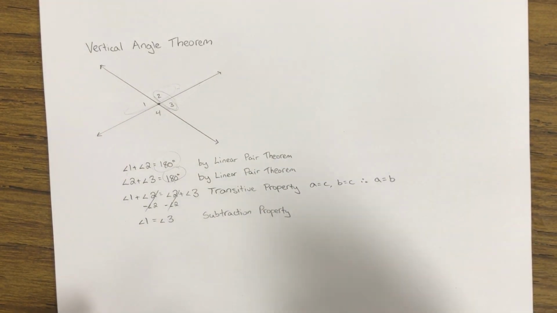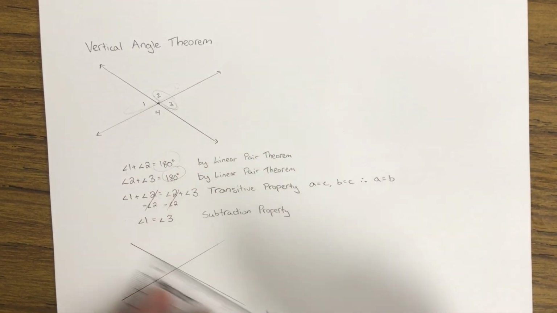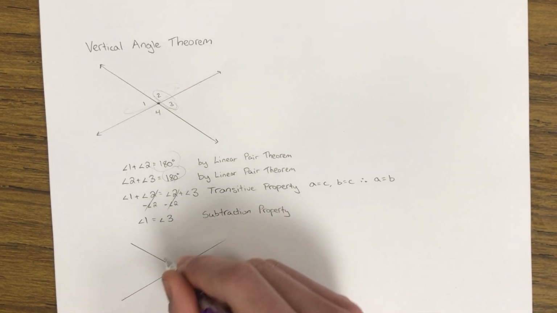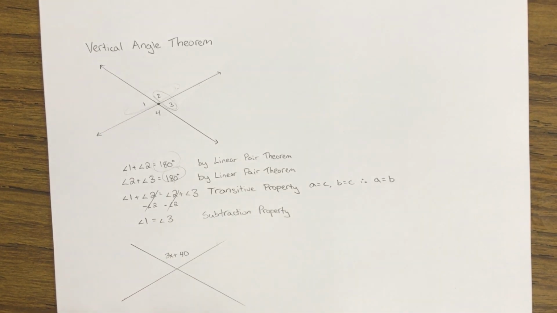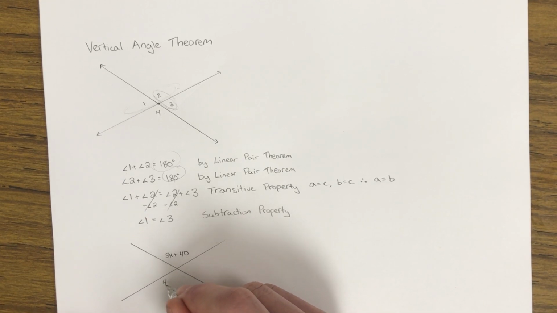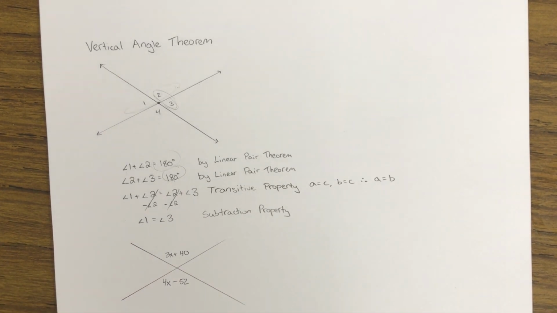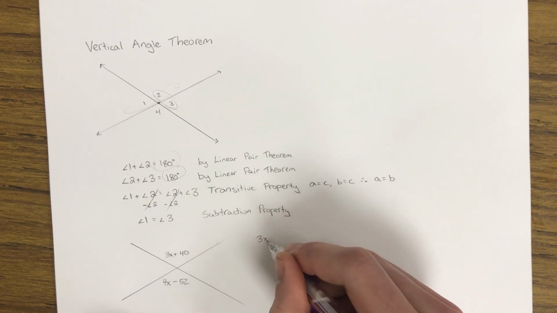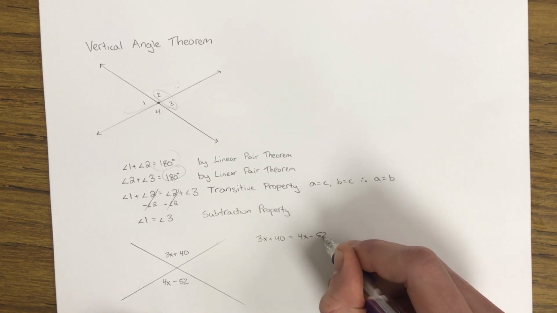Now a question you might get for this is something like where you've got your two vertical angles, and this is 3x plus 40, and we got 4x minus, I don't know, let's say 52. We know these two angles have to be congruent, so we set them up as being equal to one another. So 3x plus 40 is equal to 4x minus 52.